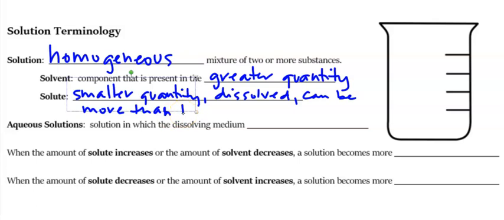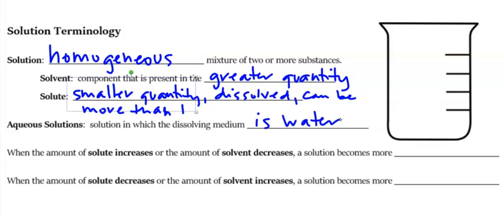Now, an aqueous solution is just a specific type of solution, which we've talked about. That's when the dissolving medium, so what does the dissolving, is water. So most often when we're talking about solutions, they will be aqueous solutions.